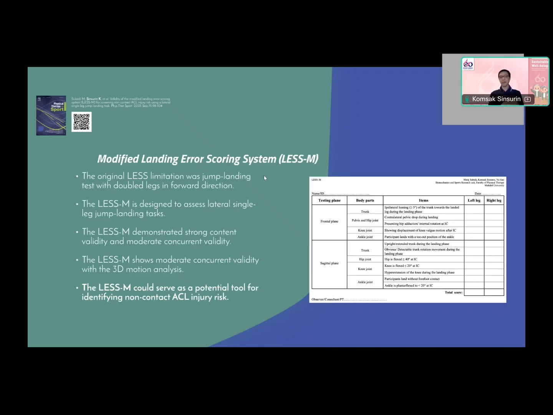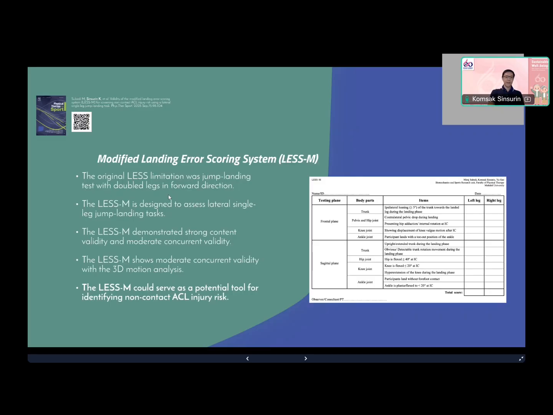As I mentioned earlier, in the LES we asked the athlete to perform a double-leg jump and landing in the forward direction. But as I introduced in the first or second slide, athletes mostly perform jump and landing, sometimes rotate their trunk during the movement, and also perform jump and landing in various directions. It's not perfectly vertical or only forward. So we thought that landing error assessment should also assess the risky direction. That's why we modified the LES and called it LESM.